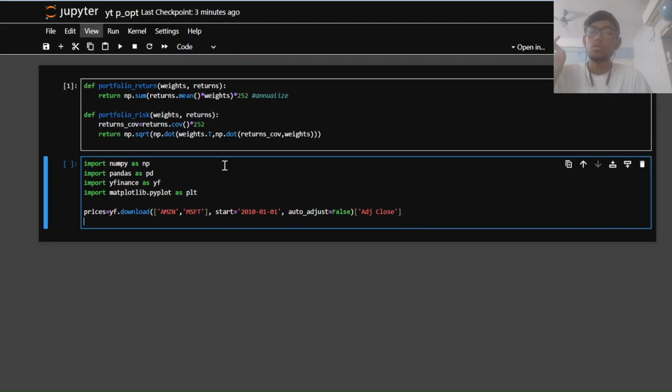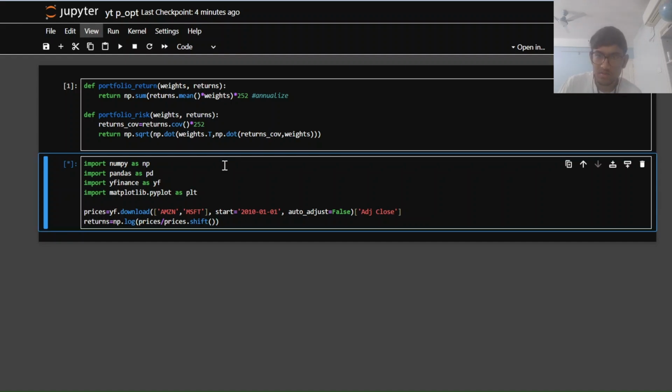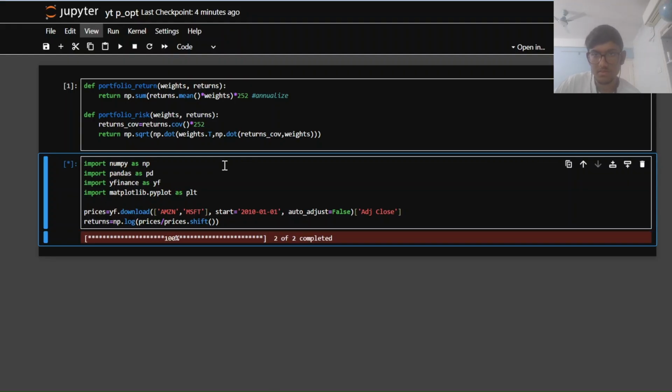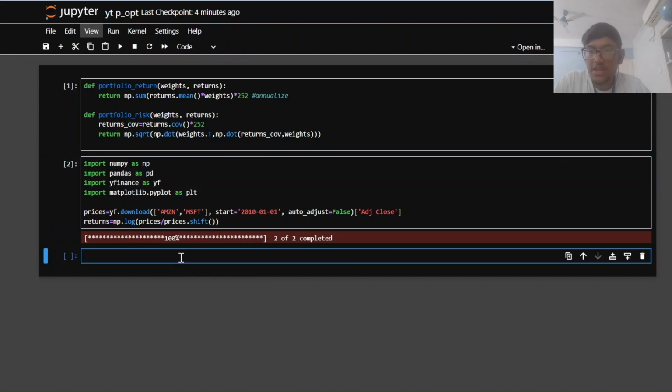And now we need to define your returns column, right? So returns will basically just be np.log of prices over prices.shift, right? Yeah, let's execute it. Okay, so we have created our returns vector, or your returns column, for both Amazon and Microsoft.